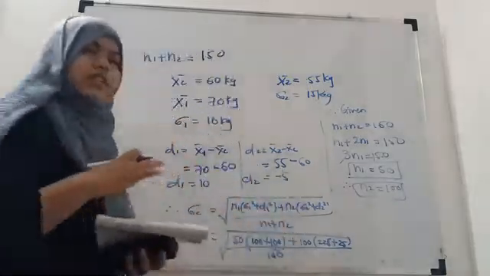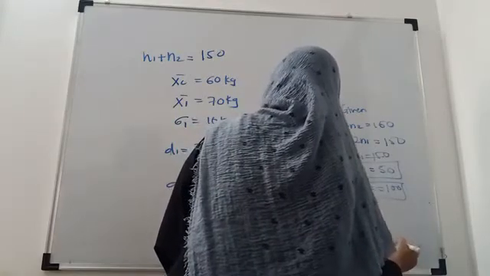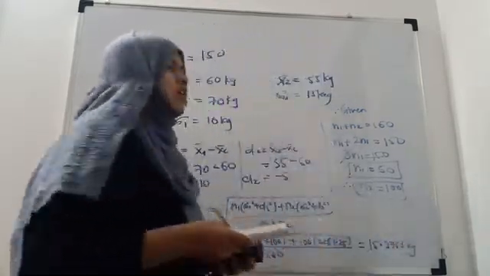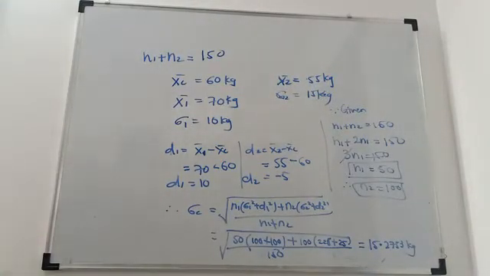So if you do all this calculation, you will get the answer sigma as 15.2753 kg. Okay, so if you do this calculation on the calculator, you will get the combined standard deviation as 15.27.